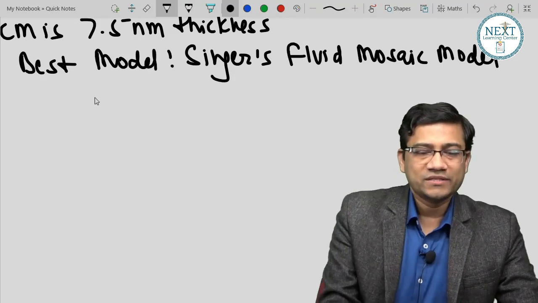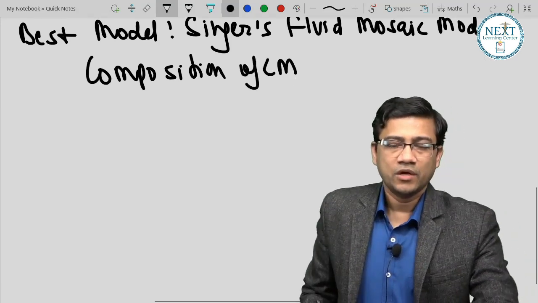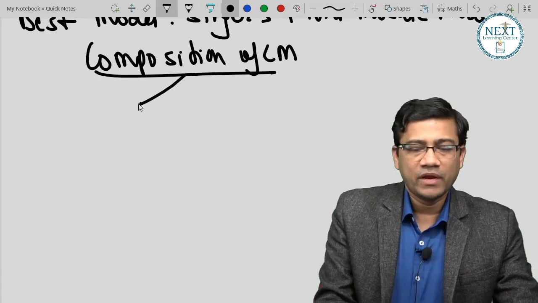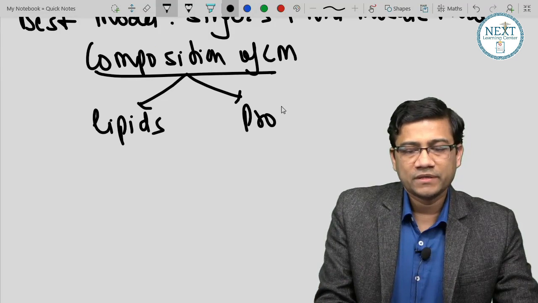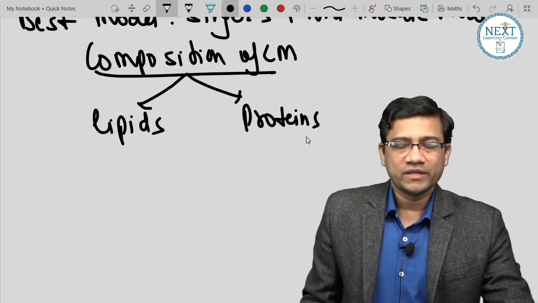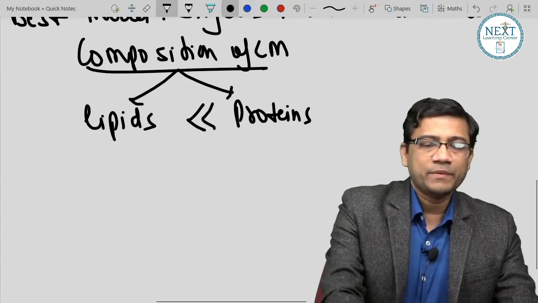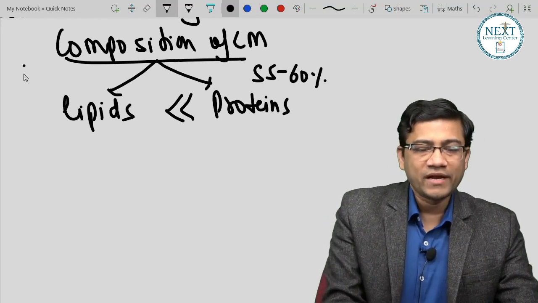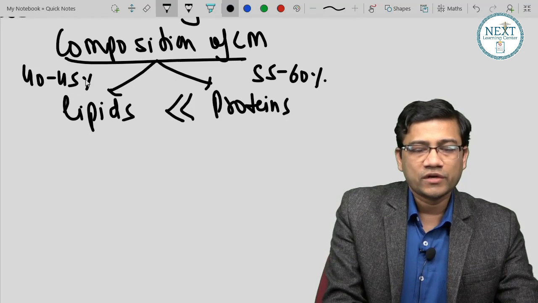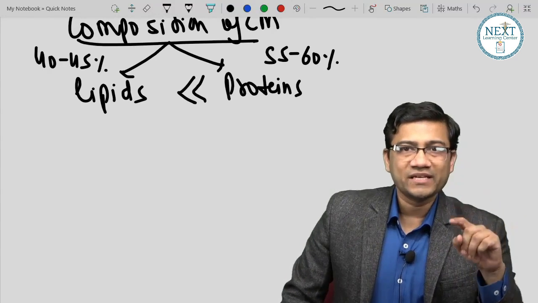Now let's see the composition of the cell membrane. It is basically made up from lipids and proteins. So what is more in the cell membrane, lipids or proteins? The proteins are more. Some people think it is the lipid. No, proteins are 55 to 60%, and lipids are 40 to 45%. So lipids are less, proteins are more.